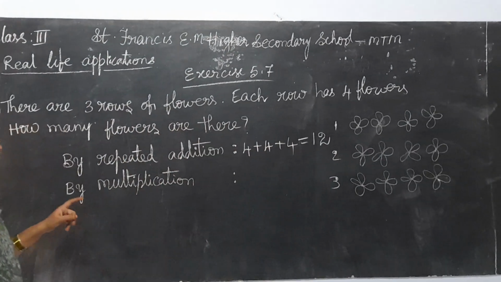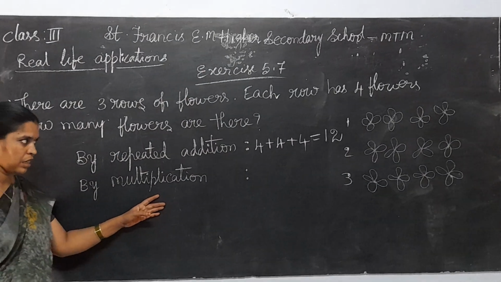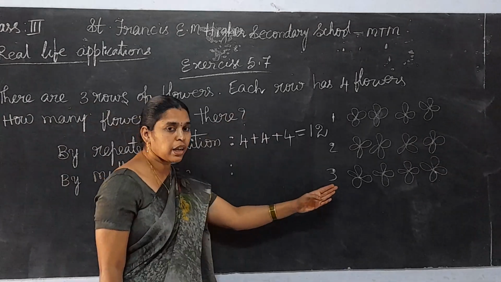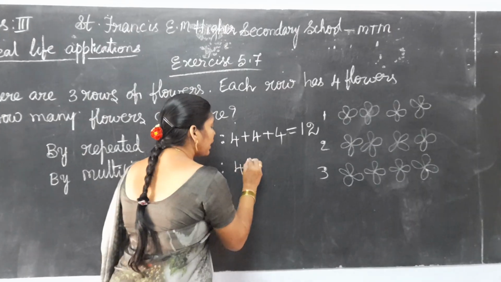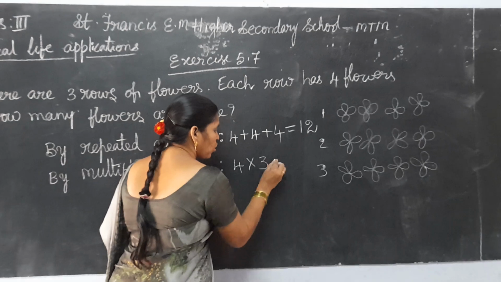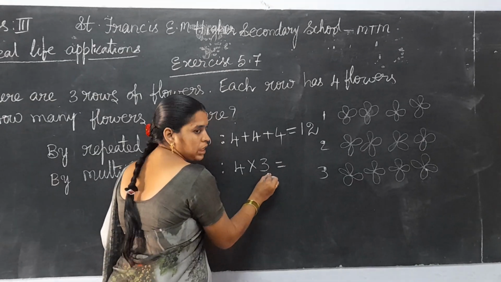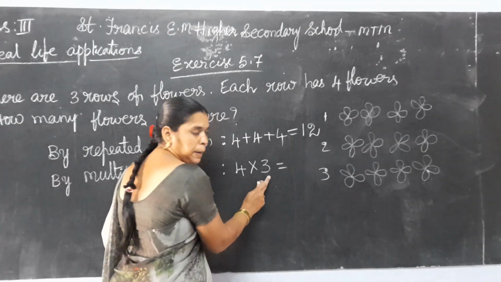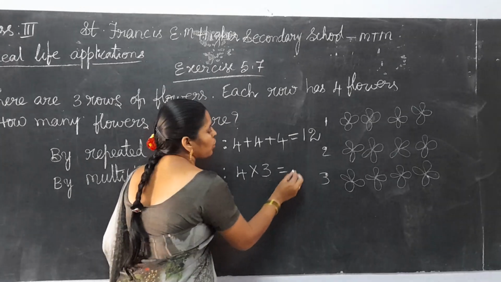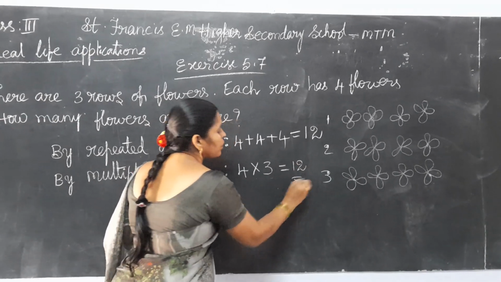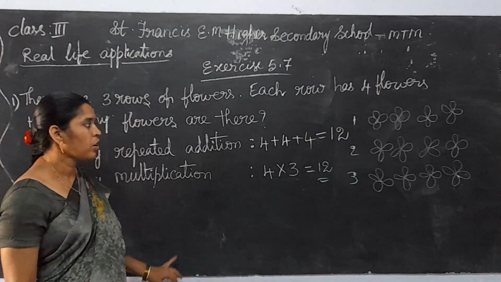Is it clear children? Now, by multiplication, what number is repeating? 4 is repeating. How many times is it repeating? 3 times. So, 4 into 3. This can be written as 4 into 3. 4 3s are 12. Is it clear children? Okay.